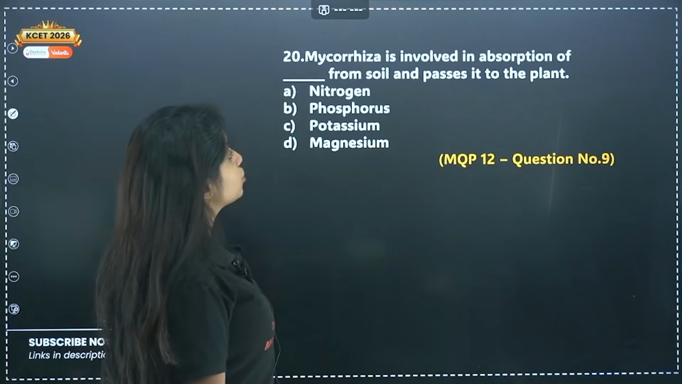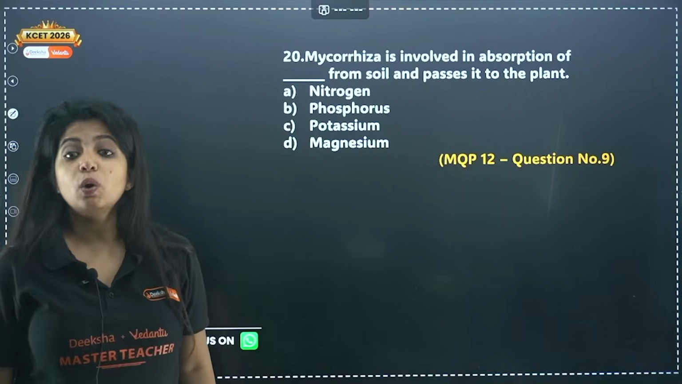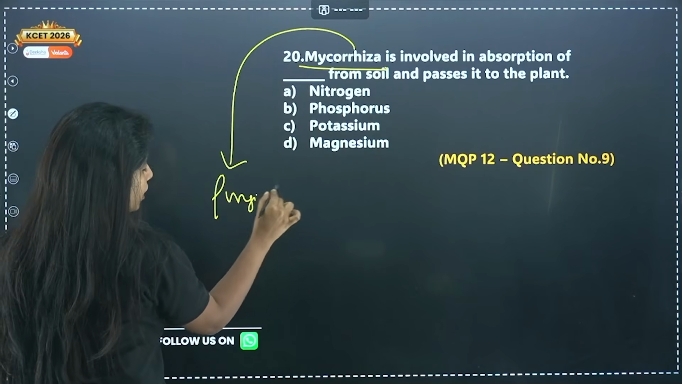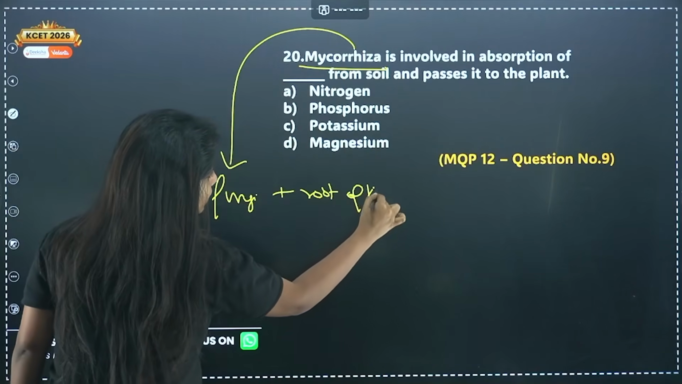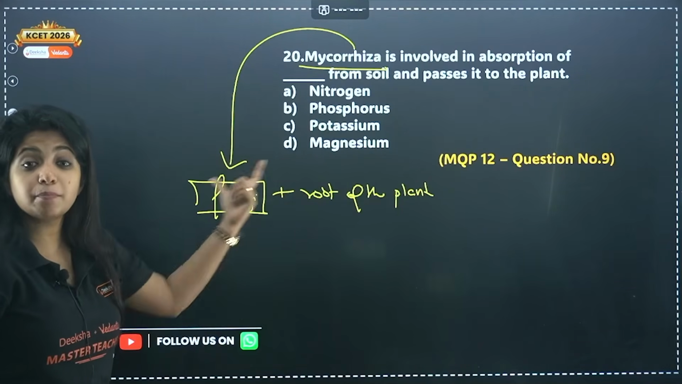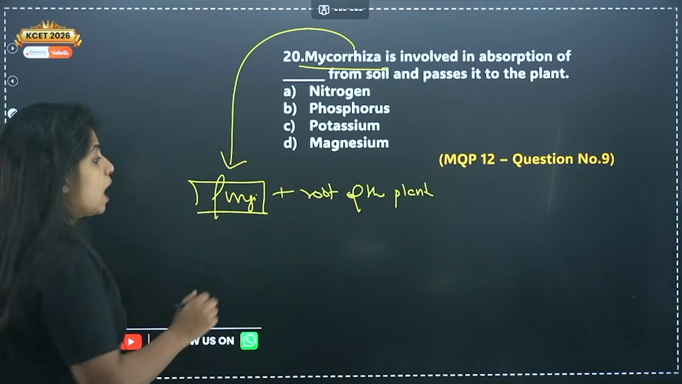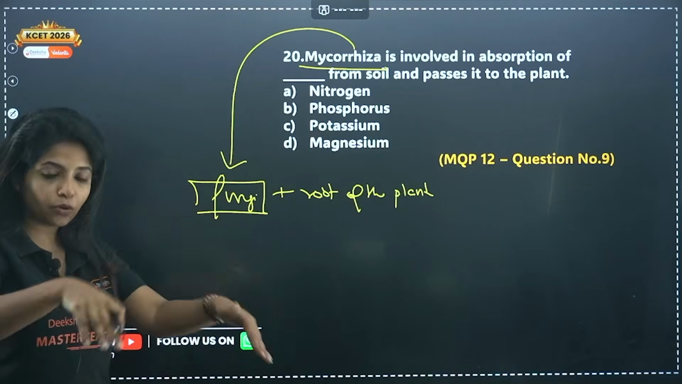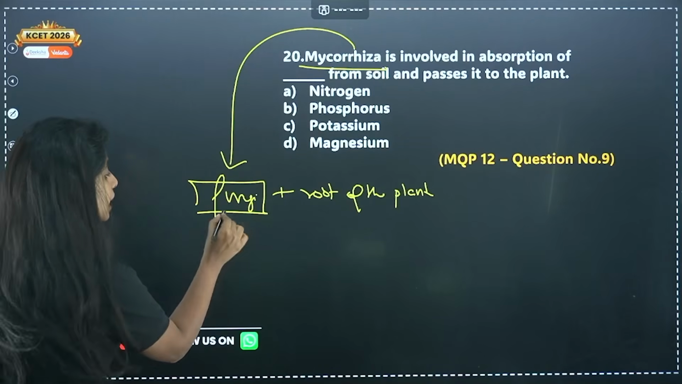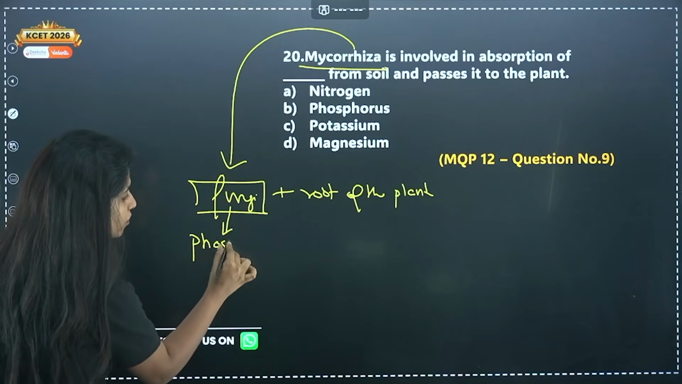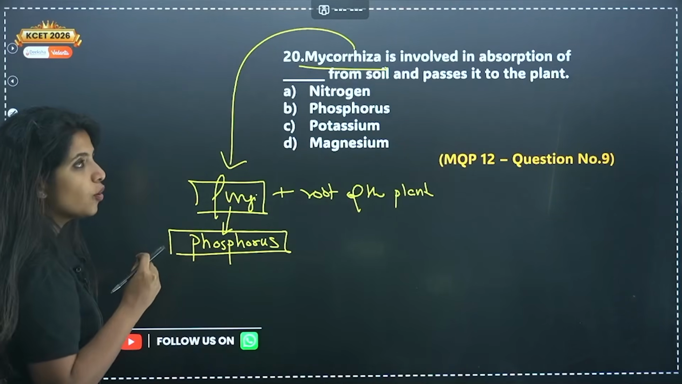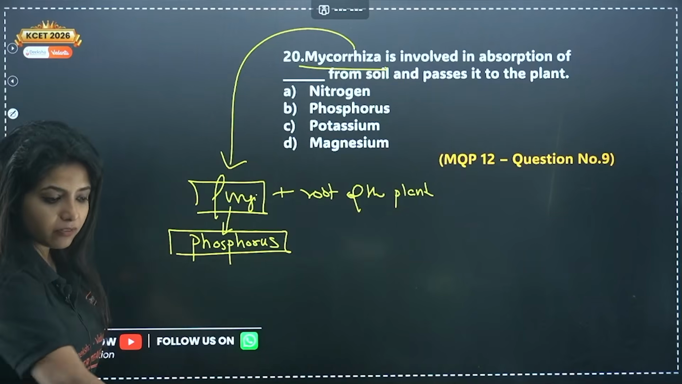Mycorrhiza is involved in absorption of dash from the soil and passes it to the plant. What is mycorrhiza? My dear children, always remember it is a combination of fungi plus the root of the plant. How does this fungi help? This is a symbiotic association. That means both have to help each other. Roots can go deep, but fungi also have rhizoids that can go even deeper, and that is how it helps in the absorption of one very important thing, which is phosphorus. Don't go and write potassium. It is phosphorus.